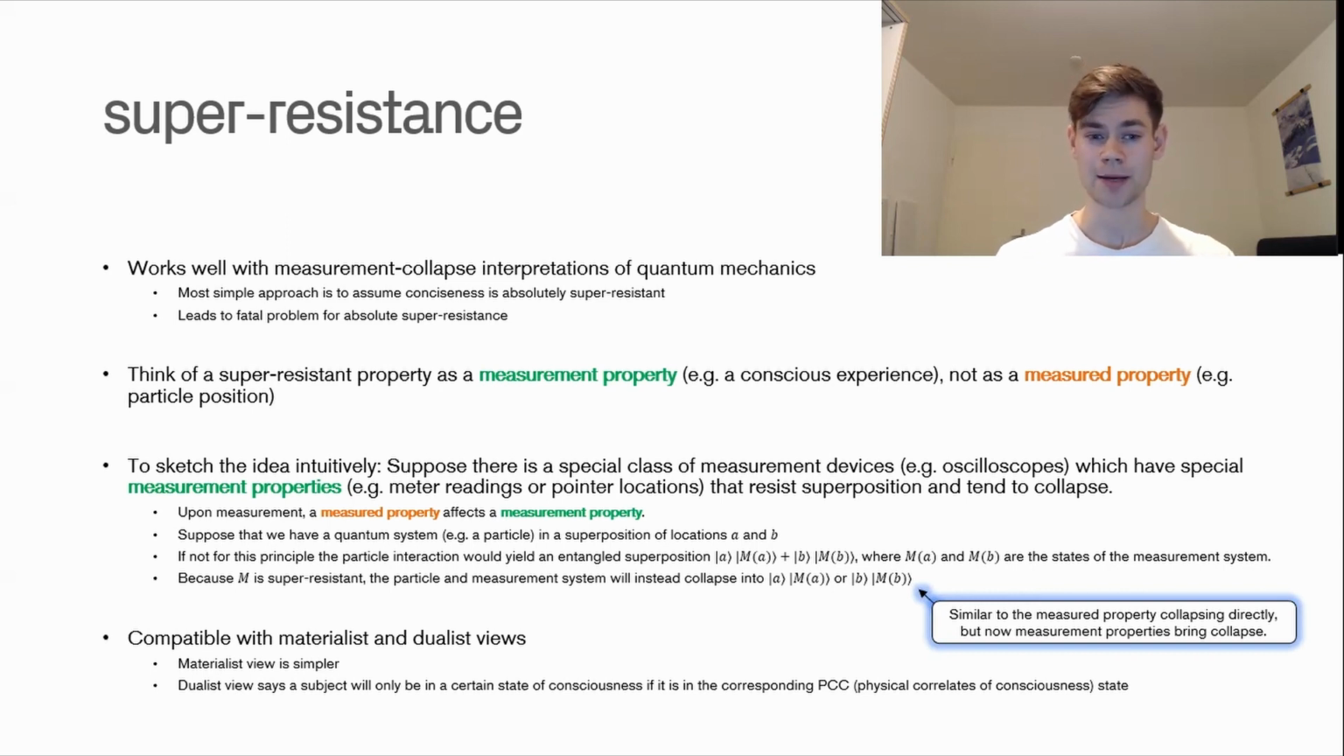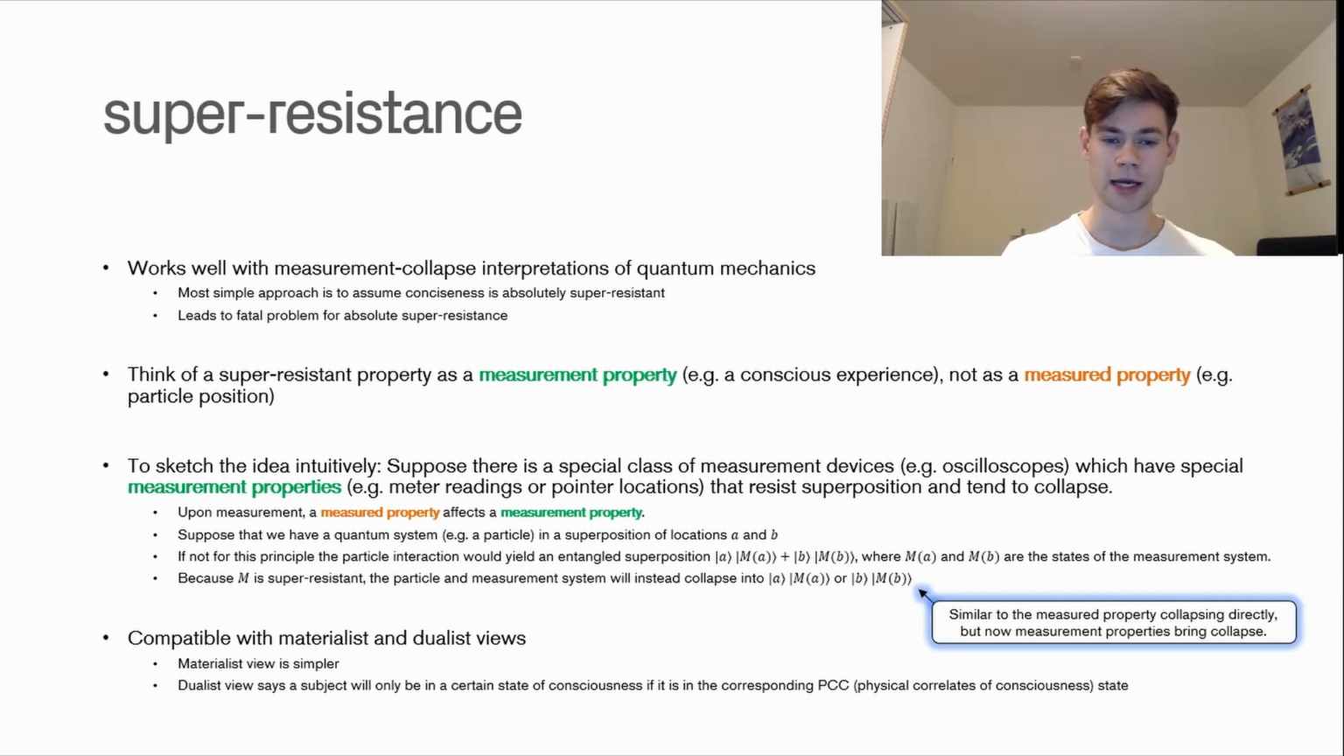So we're giving an example of this here, and this is the reason why I brought up oscilloscopes. So you think of some measurement devices, oscilloscopes, and they have measurement properties. So those are the meter readings or point locations or whatever it might be on the measurement device. And they resist superposition and tend to collapse. So when you measure something with the oscilloscope, the measured property, so that would be the position of the atom or whatever you're trying to measure, would affect the measurement property, which is the dial on the oscilloscope.